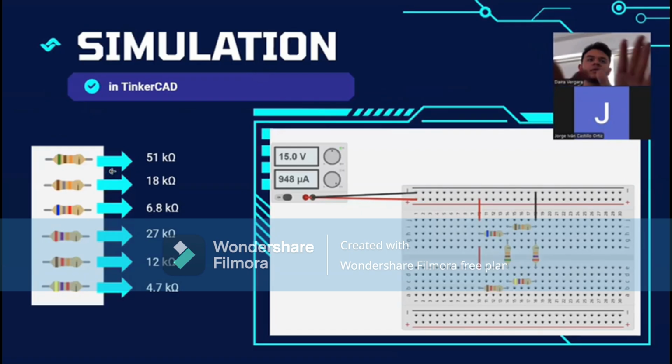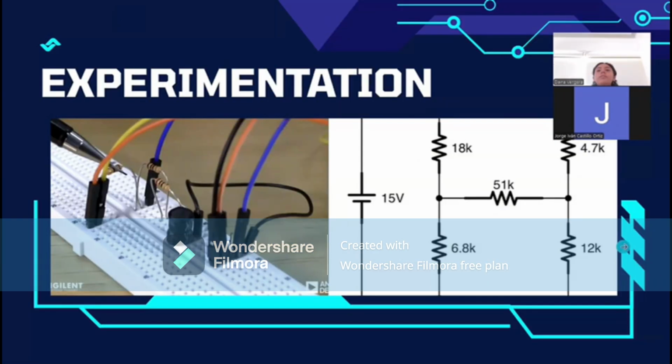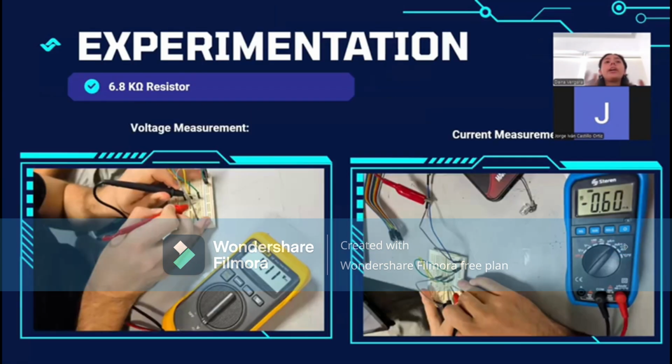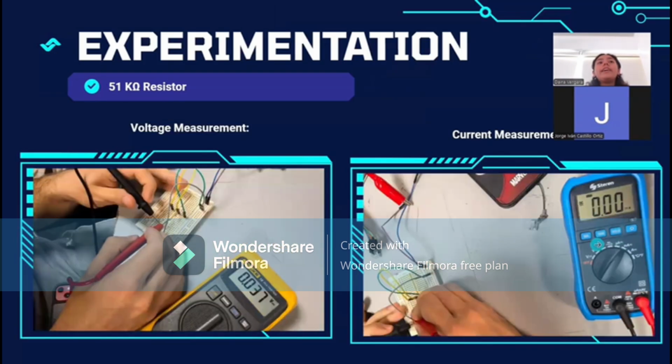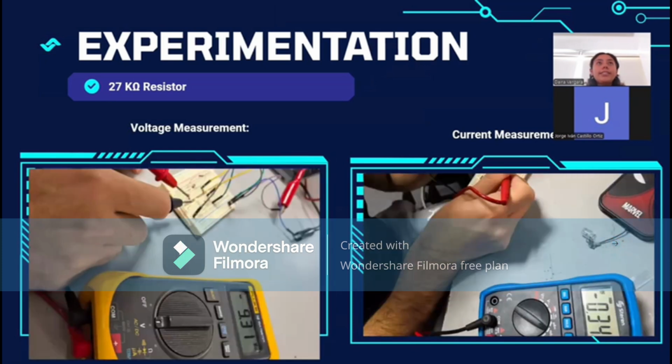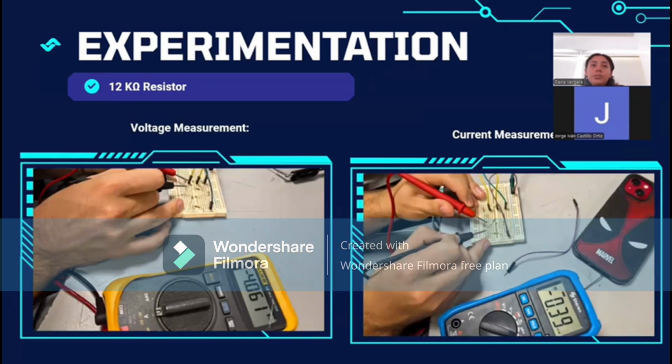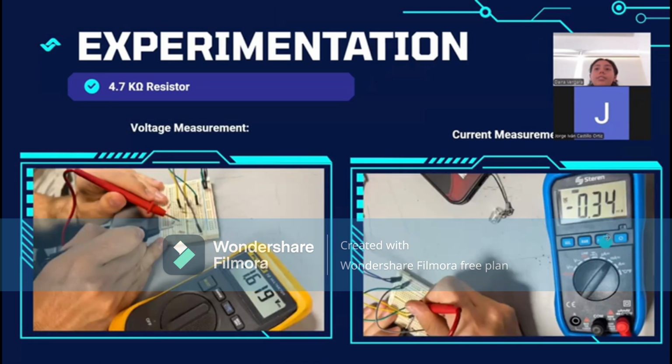So for the problem simulation, the software Tinkercad was used. We used a normal protoboard, the corresponding resistors, and a voltage source in order to make the simulation. The voltage source was configured at 15 volts. For the experimentation, we have the same. We calculate the voltage and the current. Here we have the one of 6.8 kilo ohms. Here the 18 kilo ohms. Then the 51, the 27, the 12 kilo ohms resistor, and the 4.7 kilo resistor.